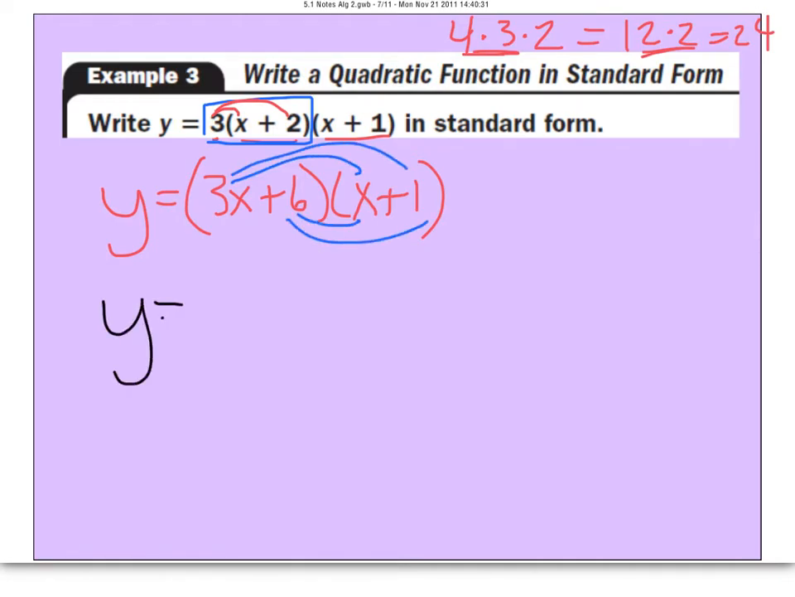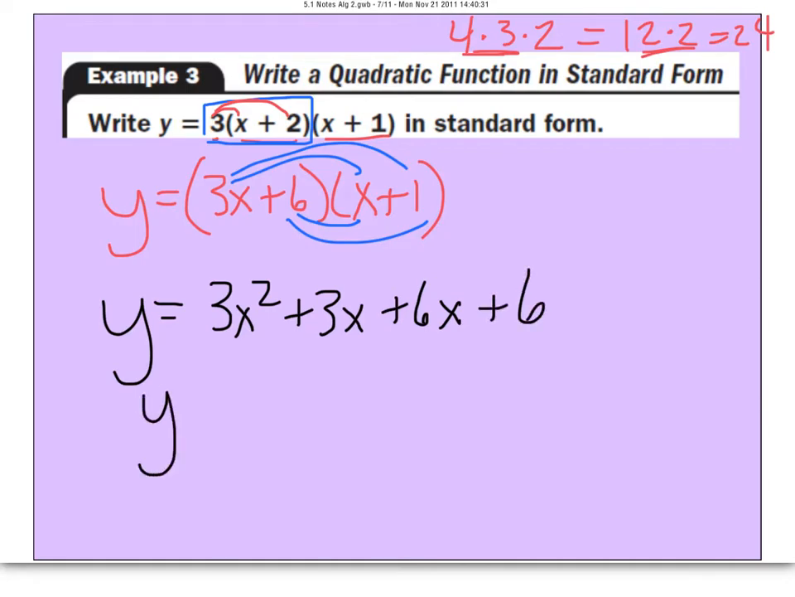So I'll get y equals 3x times x is 3x squared. 3x times a positive 1 is plus 3x. Positive 6 times x is plus 6x. Positive 6 times a positive 1 is plus 6. Standard format, highest exponent first, 3x squared. 3 and 6 is 9x plus 6. That's our final answer.